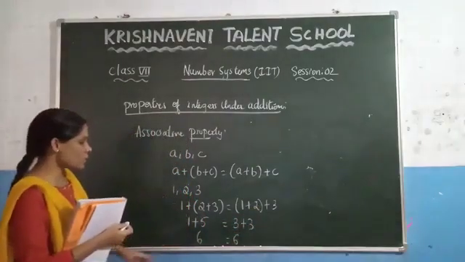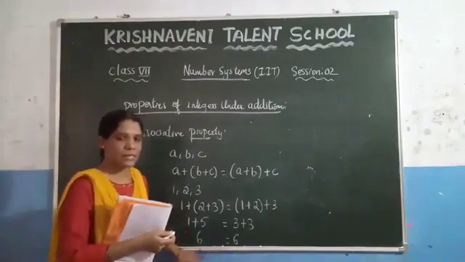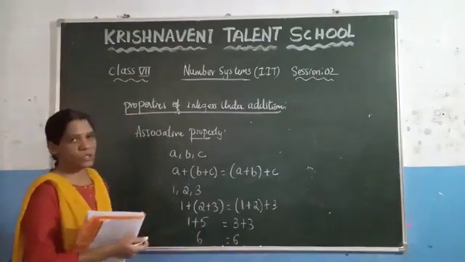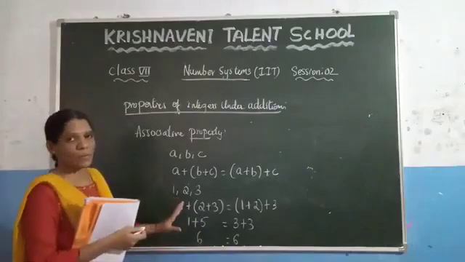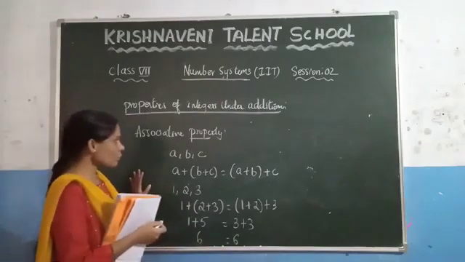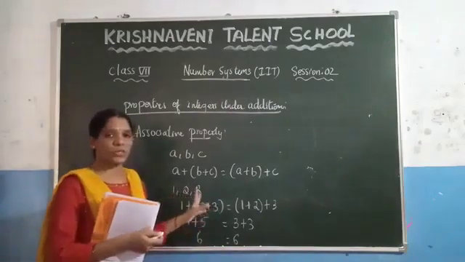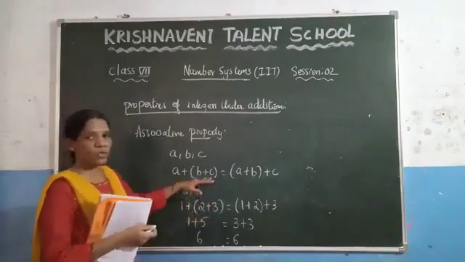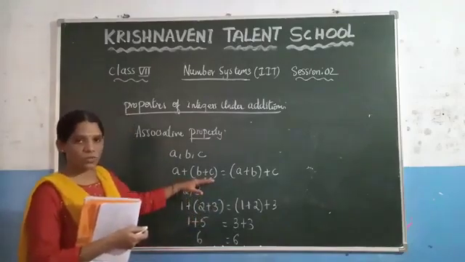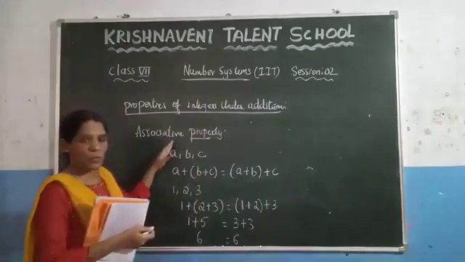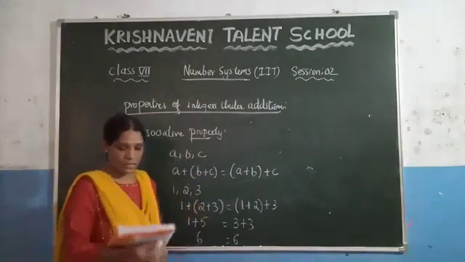Since you can observe that both the results are same, we can say that the associative property holds good under these numbers. So what we need to check? If you have considered three integers, you need to check whether this property holds good or not. If this property holds good, we can say that the associative property holds good under addition of the integers.